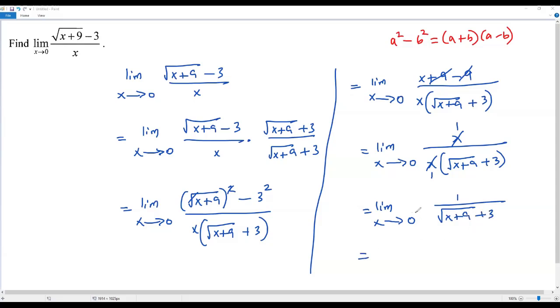Now we can plug in the given limit, that is 0, for x. In that case, I'm getting 1 over (square root of 0 + 9 + 3). Square root of 0 + 9 is just square root of 9. Square root of 9 is 3, and 3 + 3 is 6, so this is equal to 1 over 6. So the evaluation of the given limit is equal to 1 over 6.